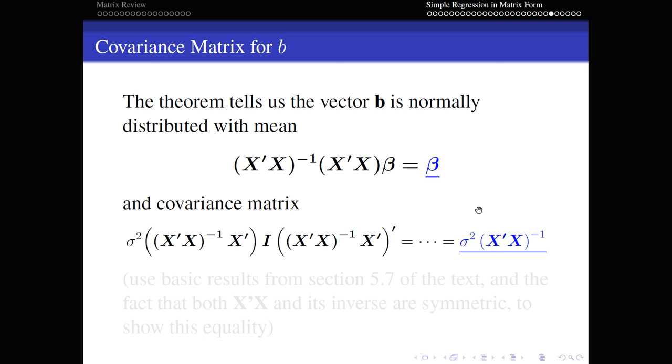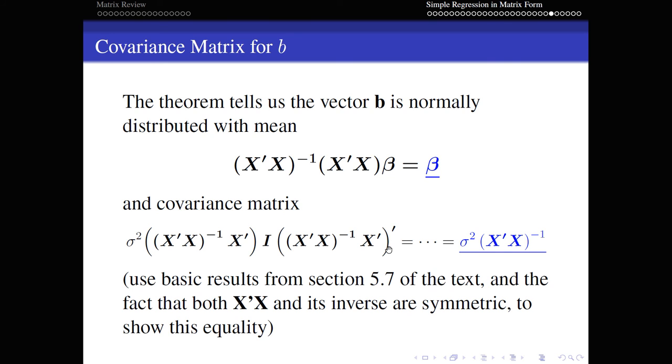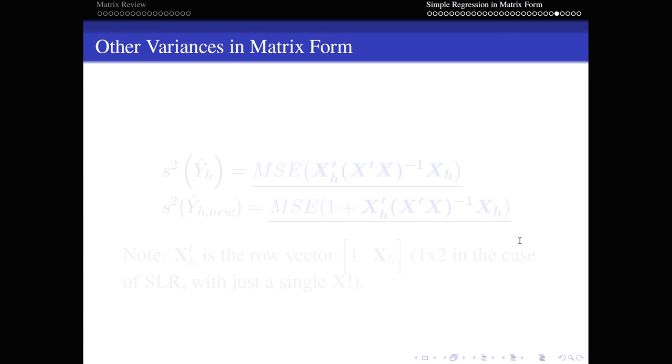And for the covariance matrix, this one's a little bit longer, but we can show that the covariance matrix turns out to be sigma squared times x transpose x quantity inverse. You can work this out from pieces of the text. We're not going to show this and worry about this, but it's really just rearranging some of these components in appropriate ways to be able to demonstrate that.